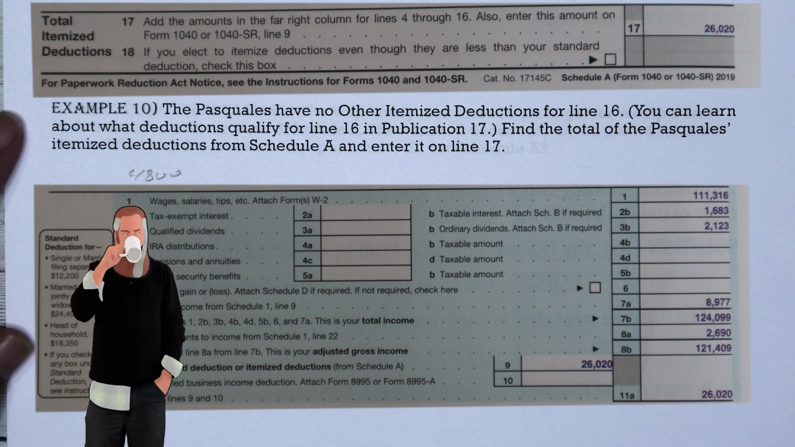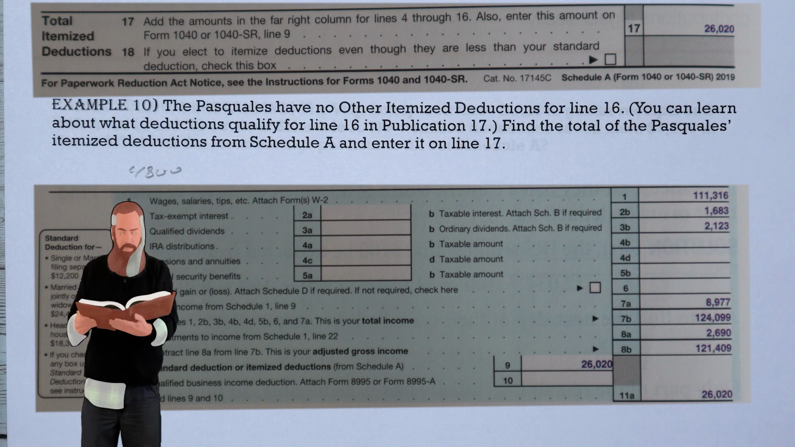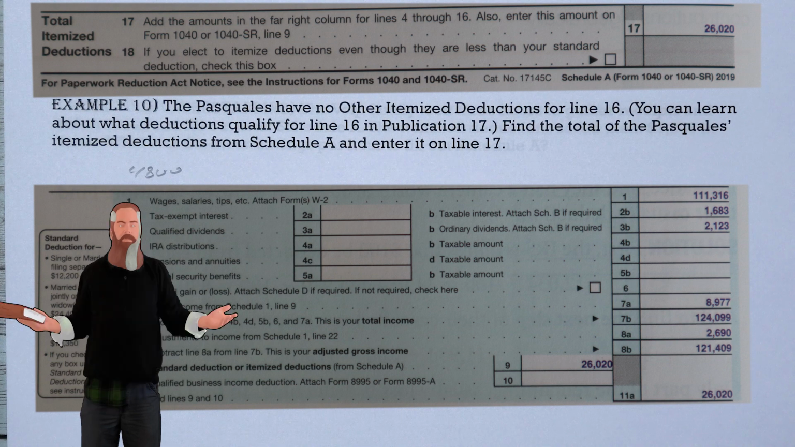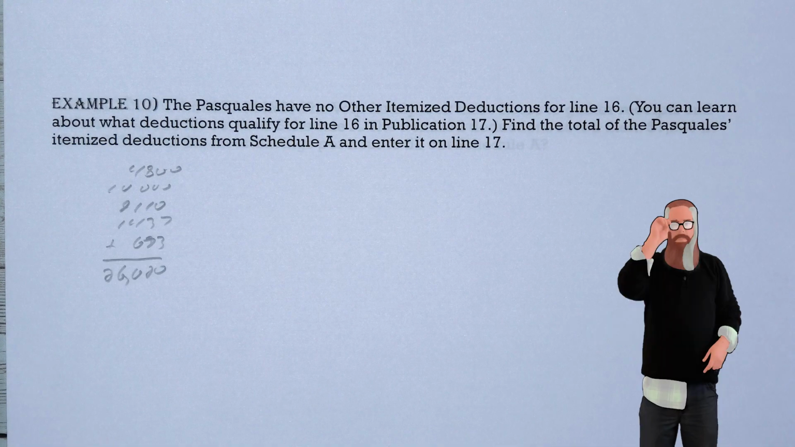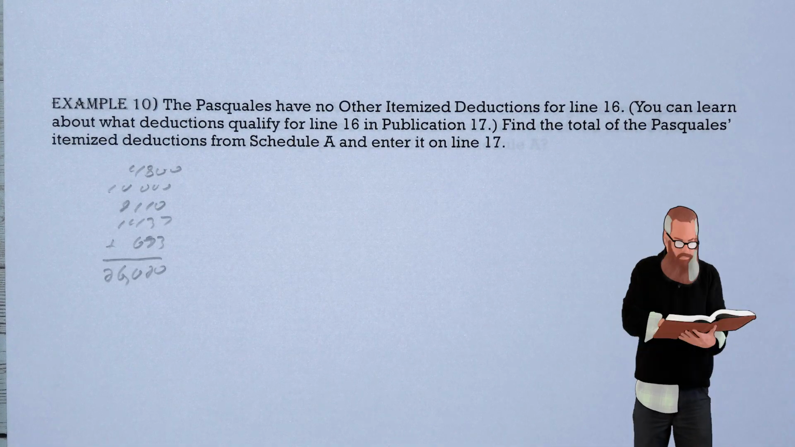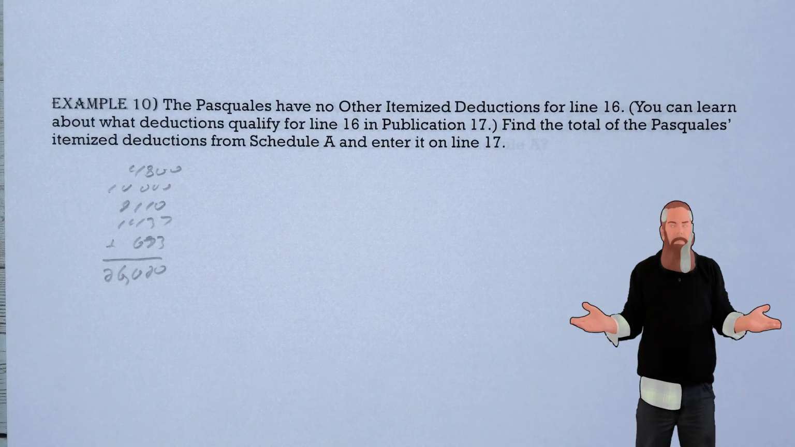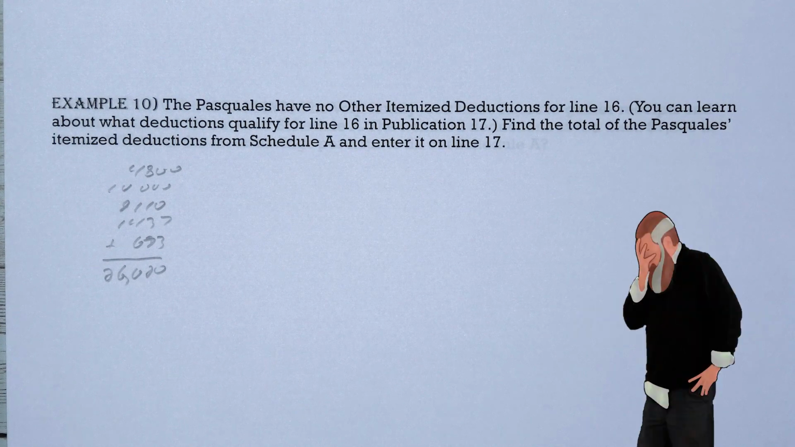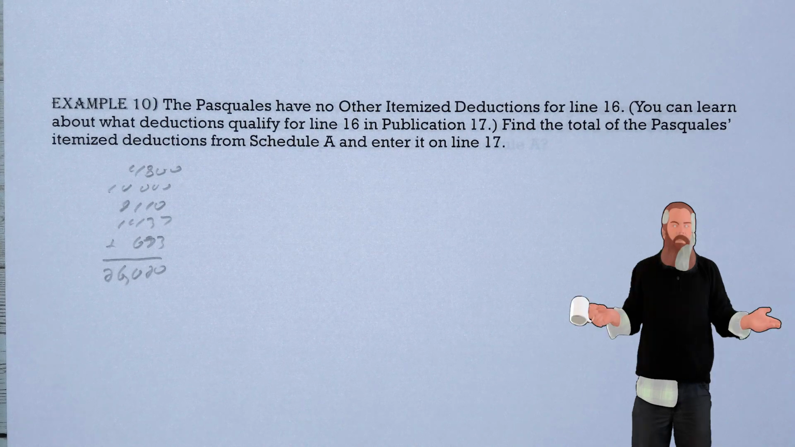Look at line 17 of the Schedule A form. It's now completed. The amount for line 17 of Schedule A is also entered into line 9 and 11A of the Form 1040. It is important to note that the itemized deductions of $26,020 surpass the $24,400 standard deduction for a couple filing as married filing jointly. Keeping track of their Schedule A expenses allowed the Pasquales to lower their taxable income more than if they had just used the standard deduction.